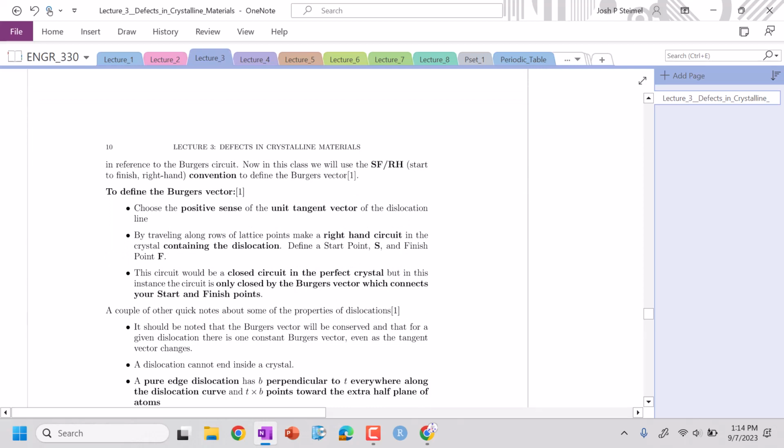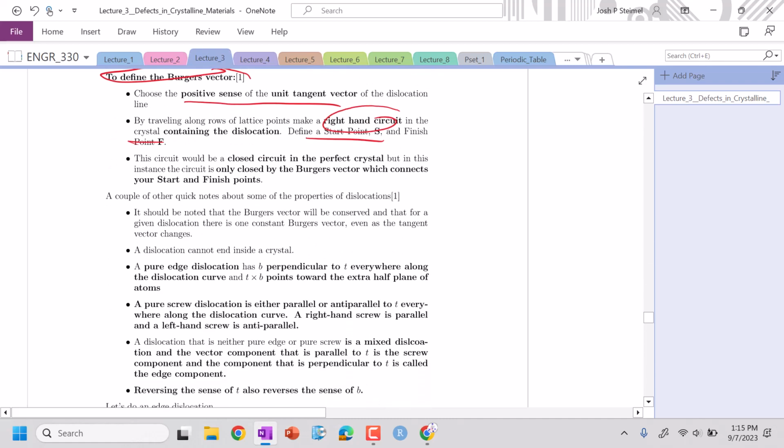Now, when we develop our Burgers circuit, in this class we are going to use SFRH, start to finish, right-hand convention to define a Burgers circuit. You might see other resources and lecture notes that use different notation, but in this class we will always use this. So, first, define the positive sense of our unit tangent vector. Then define a starting point and make a right-hand circuit, going from start to finish, counting an equal number of steps along each path of your circuit. Then close your circuit by connecting your start and finish points, and if we do not have a defect in there, the start and finish should end at the exact same locations.